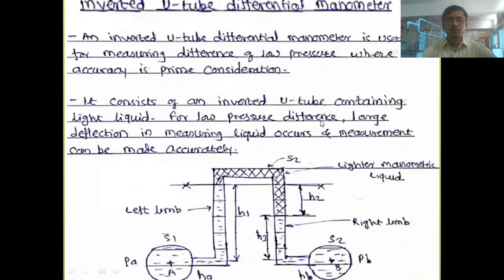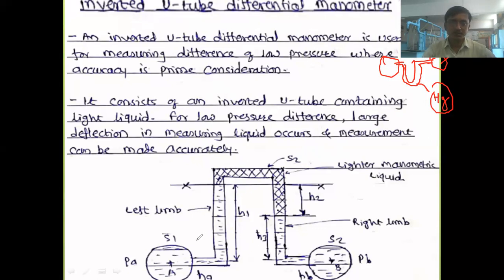In the U-tube differential manometer, high specific gravity fluid is used, and in the inverted one, low specific gravity liquid. Okay, so I will make it somewhat more accurate. In the U-tube differential manometer, the manometric fluid is heavier than the fluid flowing through the pipe. In the differential U-tube manometer we saw, the manometric fluid, meaning the fluid present in the manometer, is generally mercury. It is heavier than the fluid flowing through the pipe, like water.